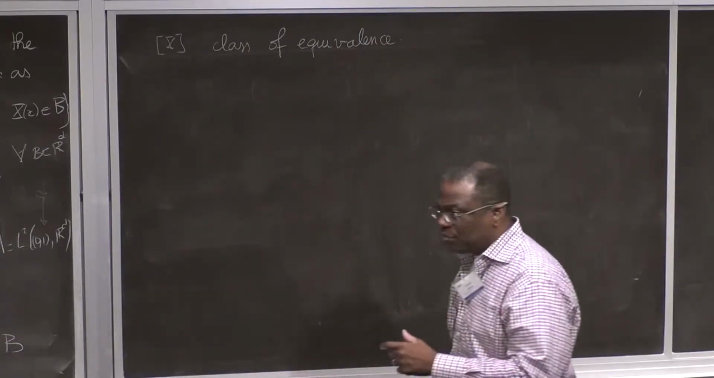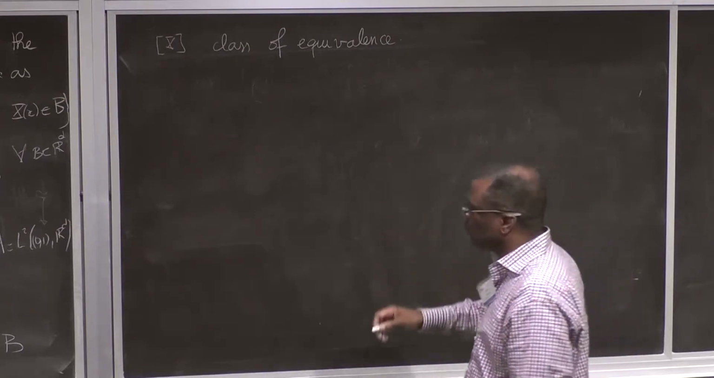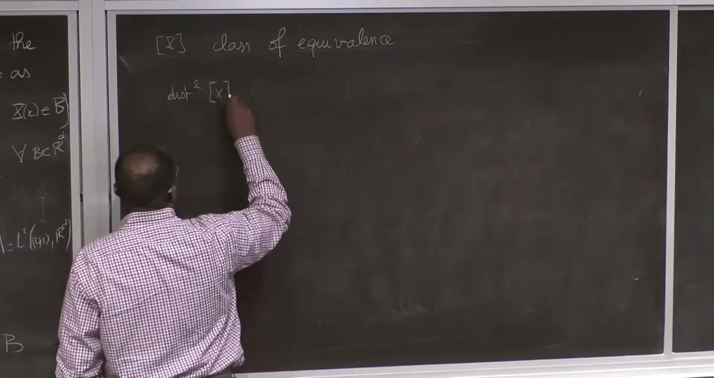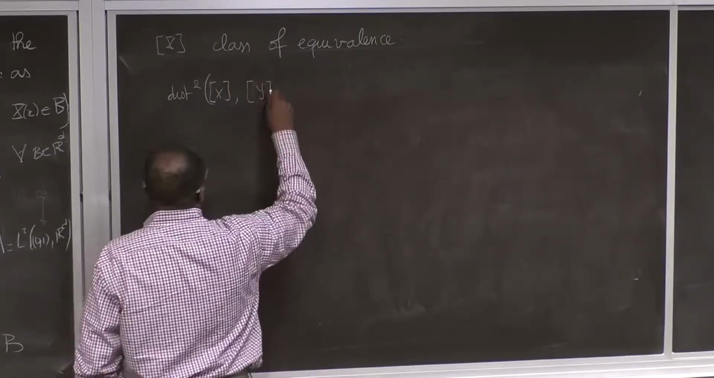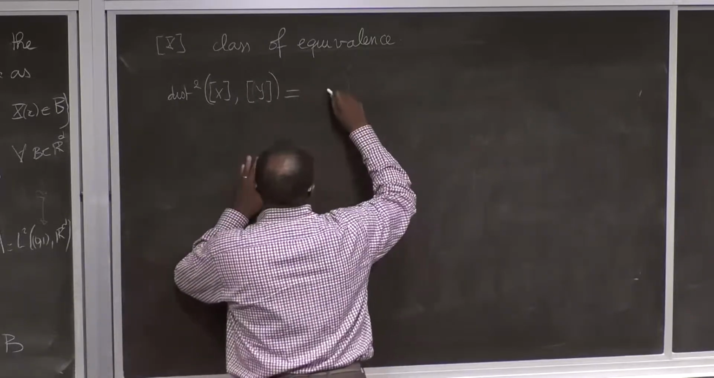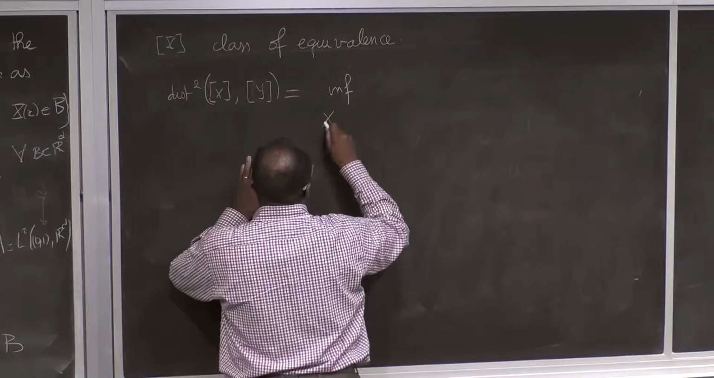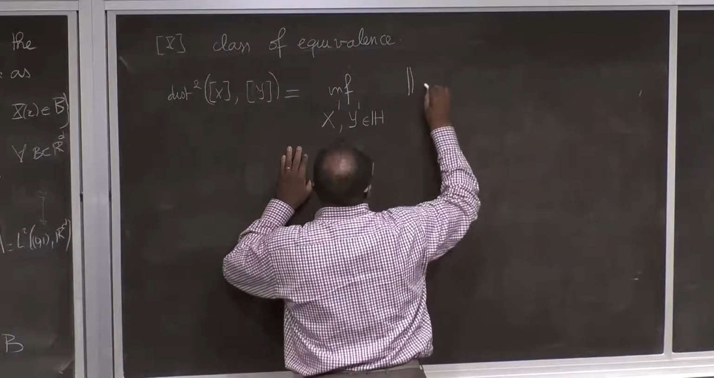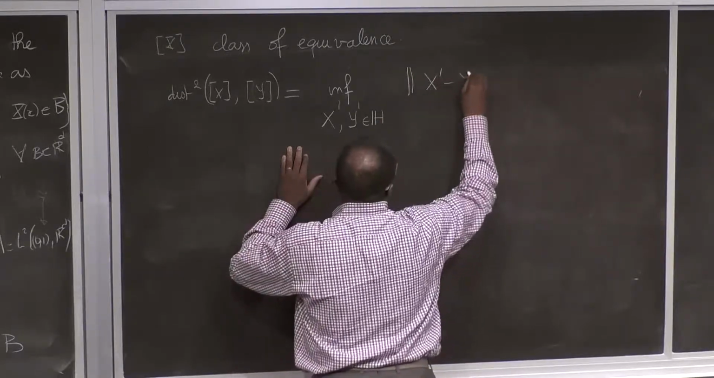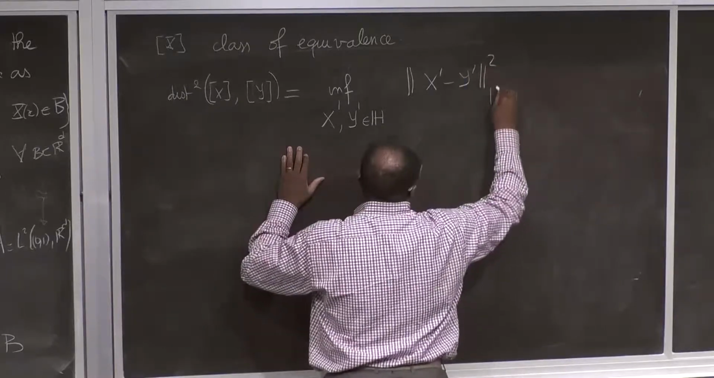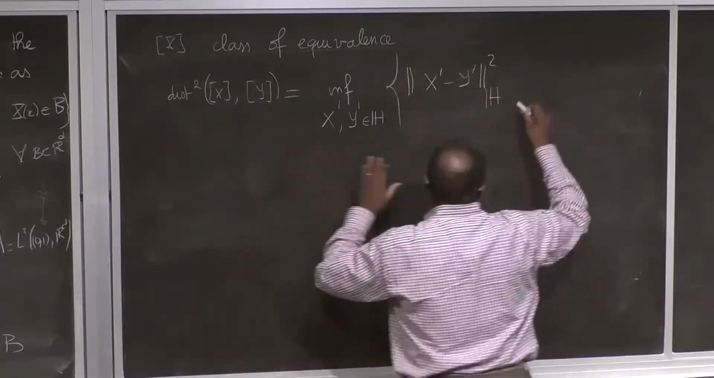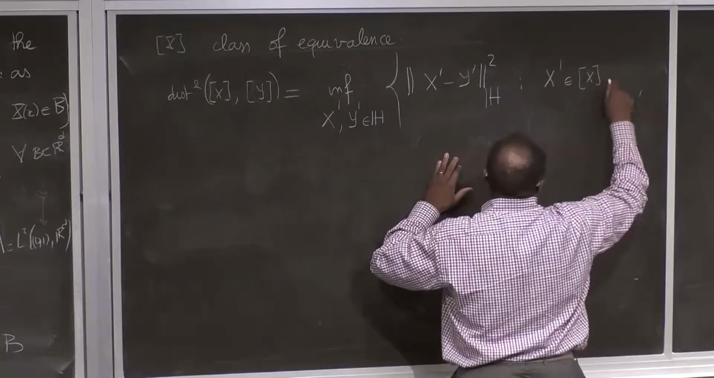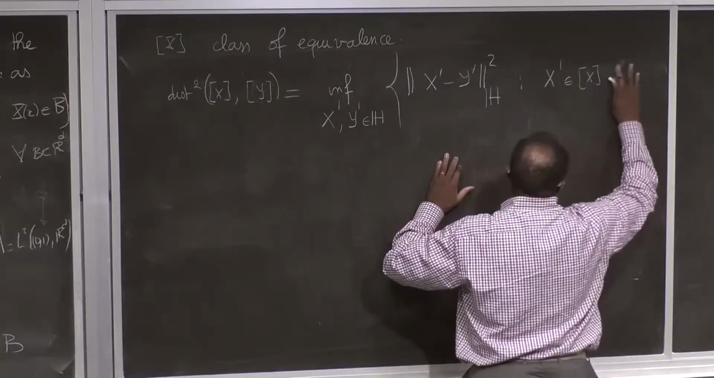So as I did before for the set of permutations, I want to define a metric. The distance squared between X and Y is the infimum over X', Y' in H of the norm of X' minus Y' squared, the H norm, where I impose that X' is in the class of equivalence of X, and Y' is in the class of equivalence of Y.